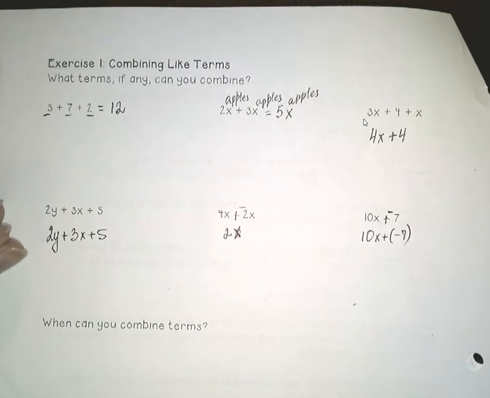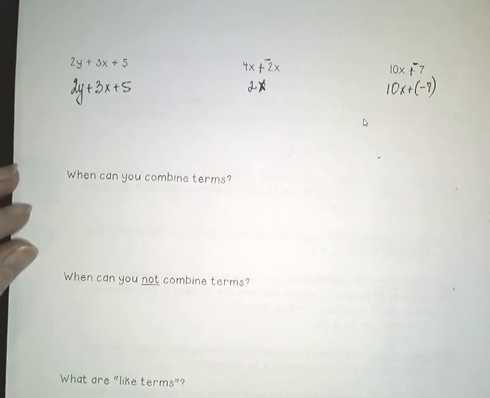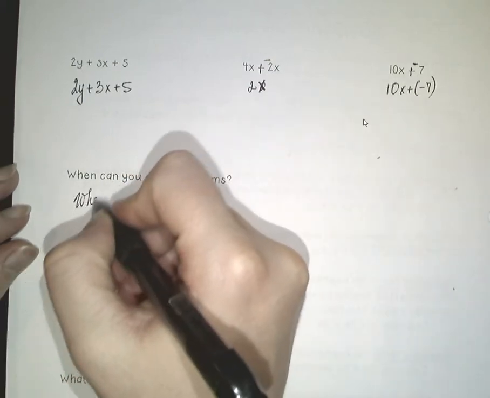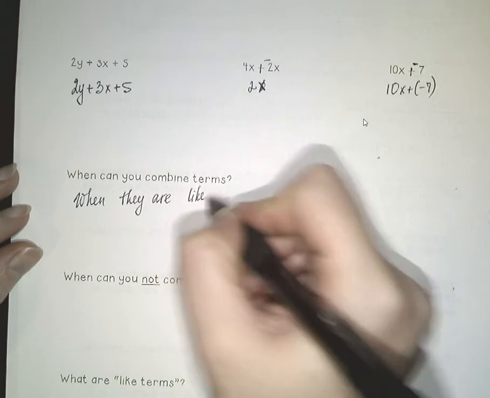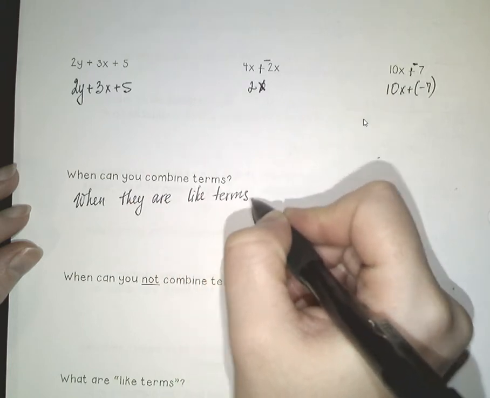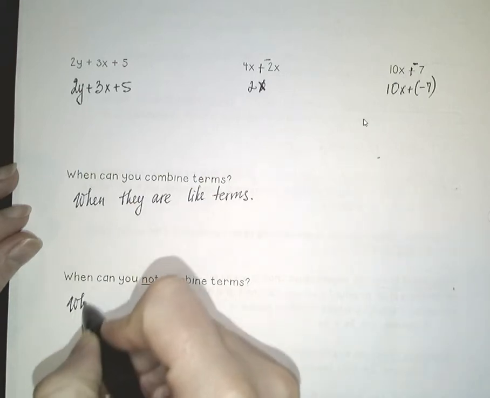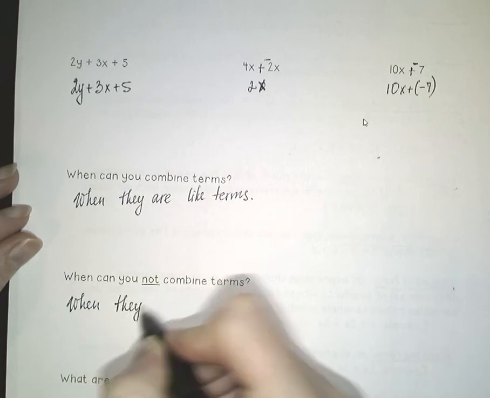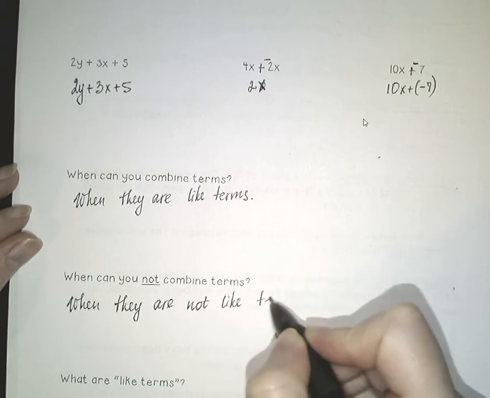So here's a question. When can you combine terms? You can combine terms only when they're like terms. That's the answer to it. If they're not like terms, I cannot combine them. Like terms means they have the same variable. When can you not combine terms? When they're not like terms.